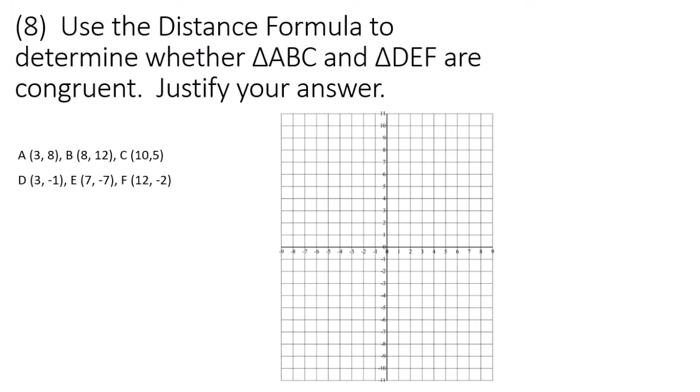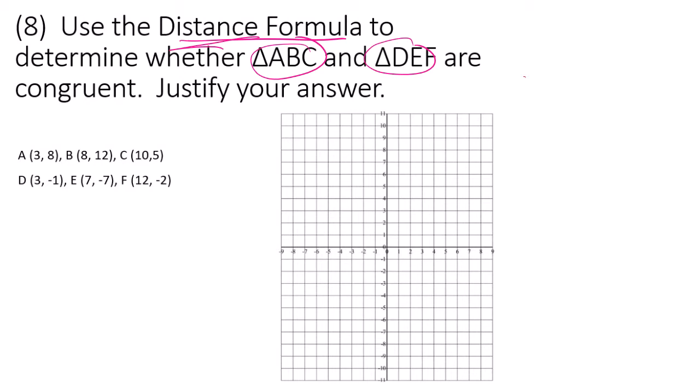All right, one final example. So here we're asked to use the distance formula to determine whether ABC and DEF are congruent and justify our answer. Okay, so if we're trying to use the distance formula, we're trying to find the length of the segments, right, from A to B, D to E, and so forth and so on. And so we'll probably use side, side, side, right?